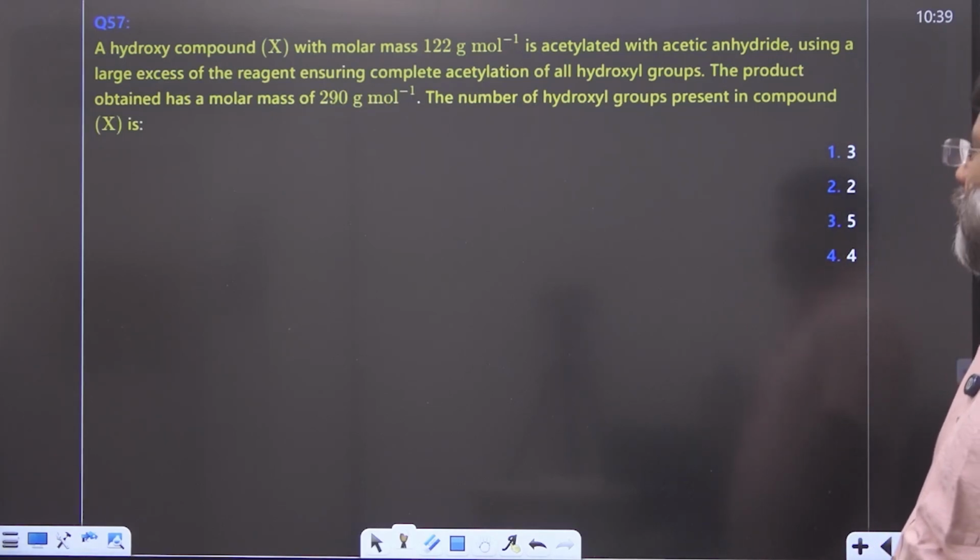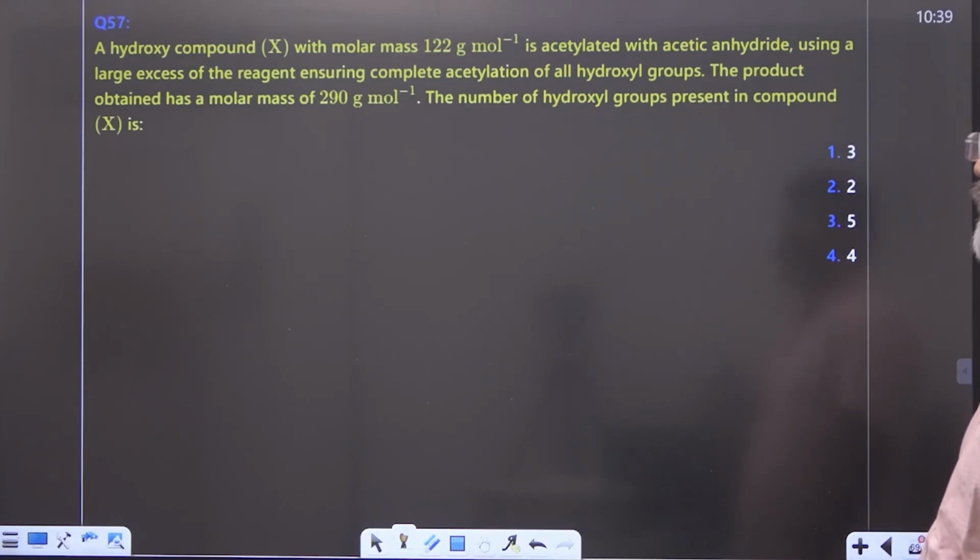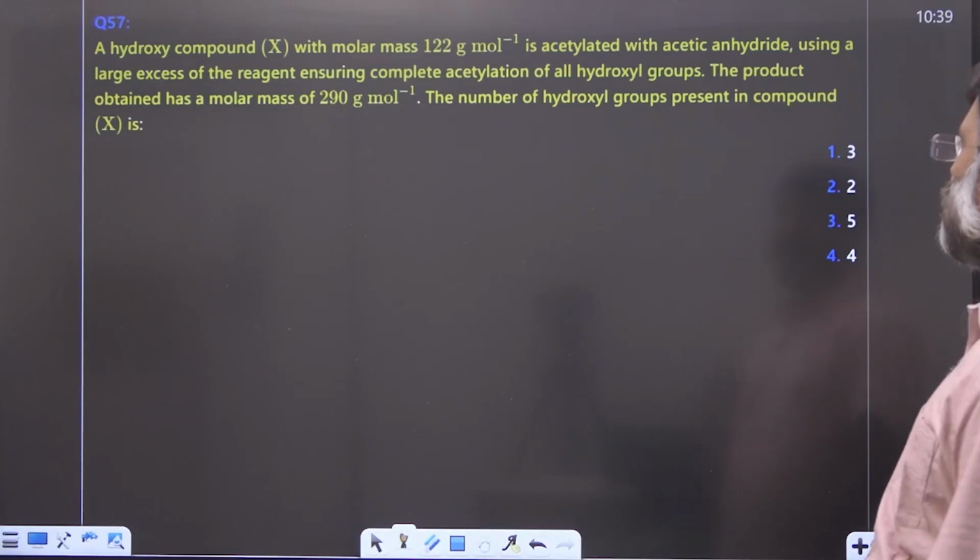A hydroxy compound X with the molar mass 122 gram per mole is acylated with acetic anhydride using a large excess of reagent, ensuring complete acetylation of all hydroxyl groups. The product obtained has a molar mass 290 gram per mole. Number of hydroxyl groups present in the compound?